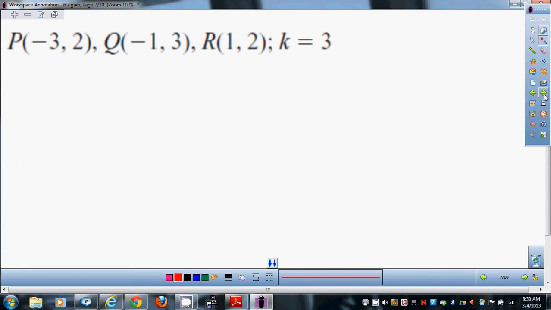What's right of this? All right. Is this enlargement or reduction? Three times.